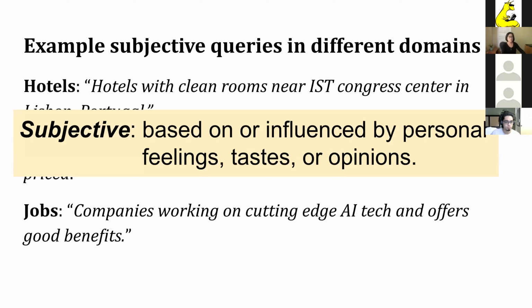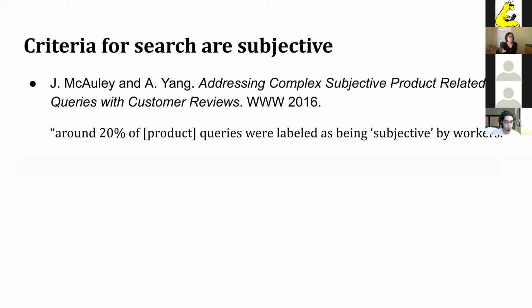So by subjective, I mean opinions that are influenced by people's feelings, taste, and so on, right? We are not the first to recognize that a lot of the queries are subjective. For example, McAuley and Yang in the WWW 2016 paper already recognized this. I think these are from the Amazon dataset, right? 20% of the queries were labeled as subjective by human workers.